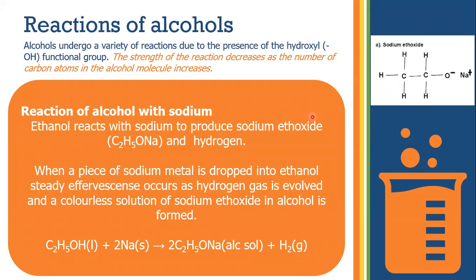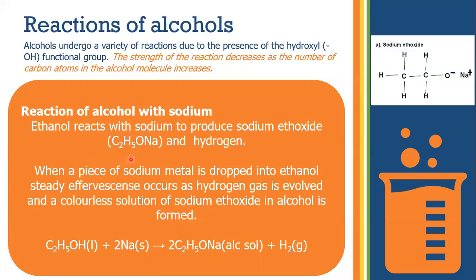Reaction of alcohols again. Alcohols can react with sodium. In reacting with sodium, they produce something called sodium ethoxide and hydrogen. So this is sodium ethoxide. This is the formula for it.